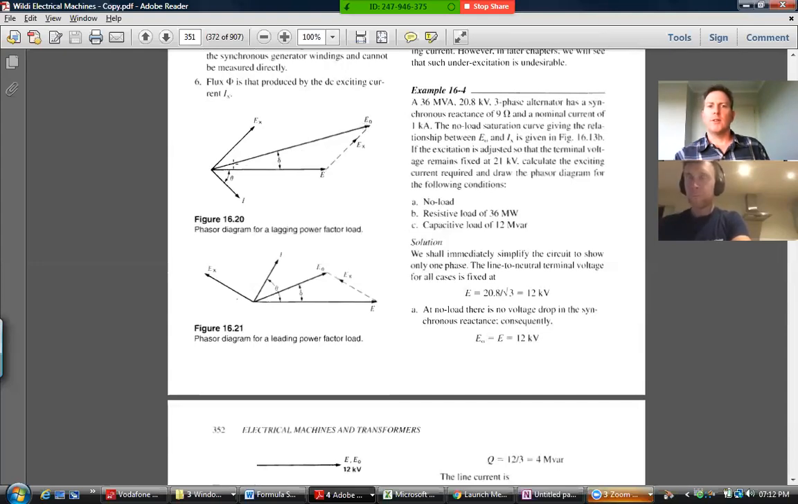Therefore, this is what my vector needs to be for E naught. And then you go and see what size it is, and you go back to your no-load saturation curve, and you come down and see what exciting current is required to make that. When you actually analyze these things, the cos rule can be your friend here.